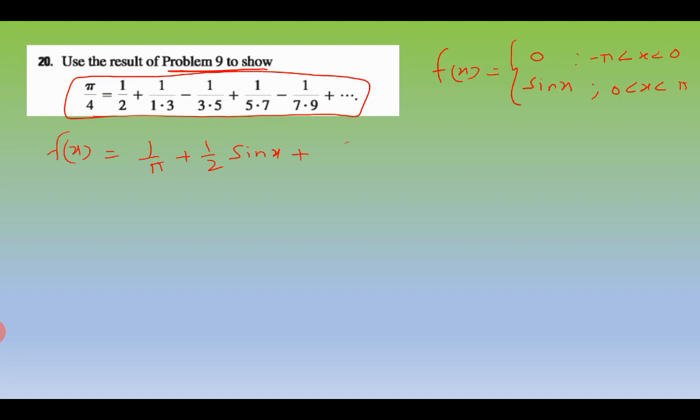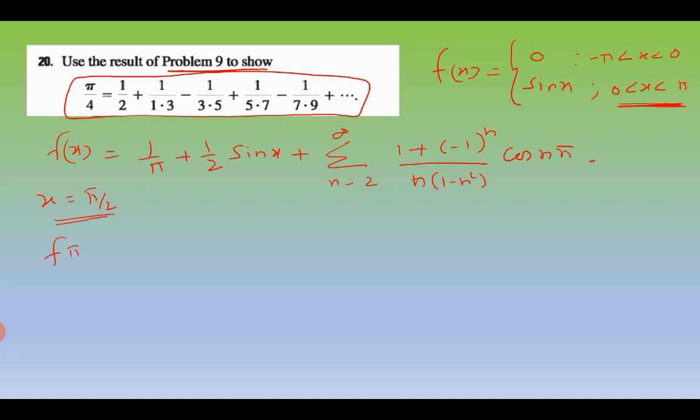This is 1 over pi plus 1 by 2 sin x plus summation n from 2 to infinity of (1 plus negative 1 to the power n) divided by pi times (1 minus n square), cosine n x. Now x is equal to some value between 0 and pi. So I give x is equal to pi by 2 because it is continuous in this interval.